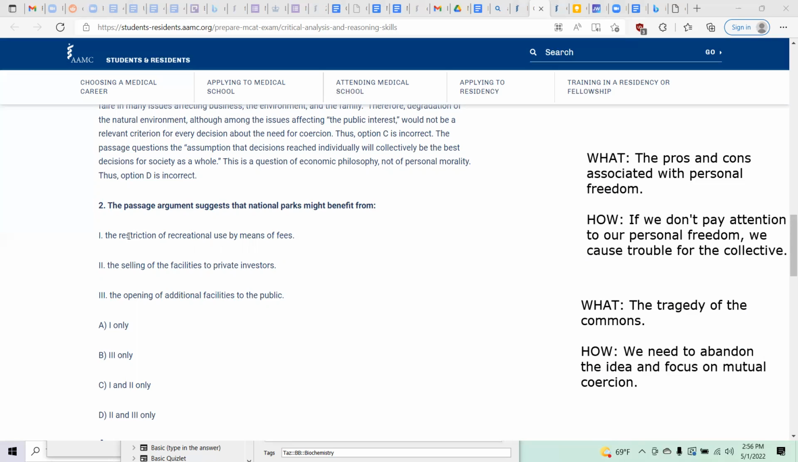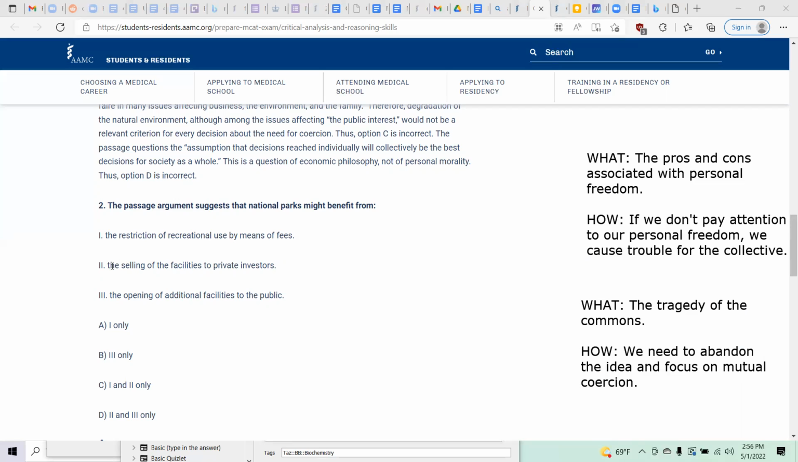One does match up. The restriction, it's hardcore, but the author is hardcore. The restriction of recreational use by means of fees aligns perfectly with the tax discussion, right? And restricting the use of the commons is what he wants. He's saying we need to do that.